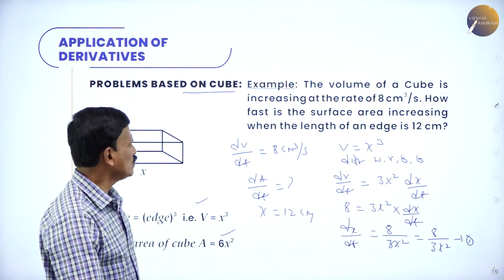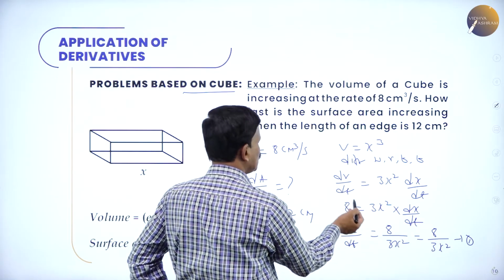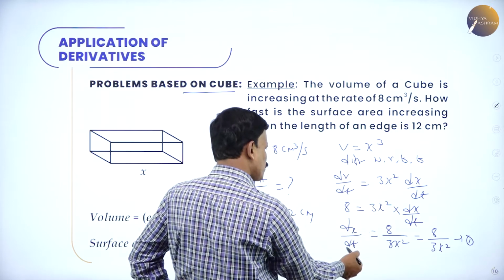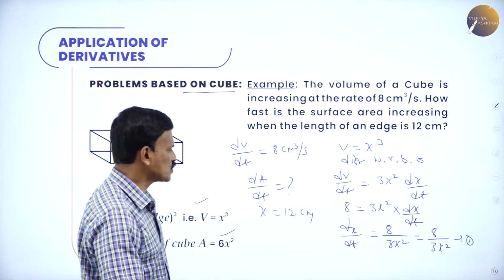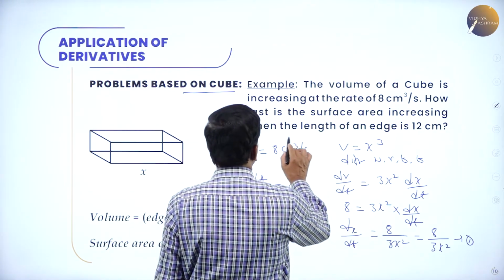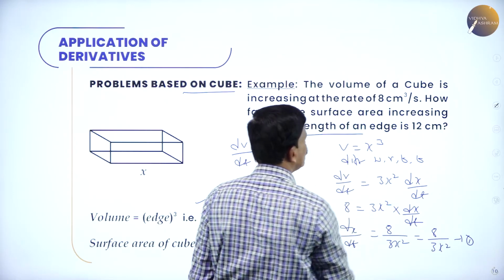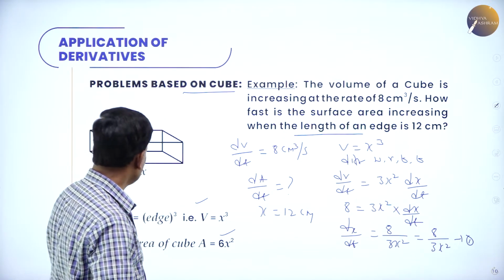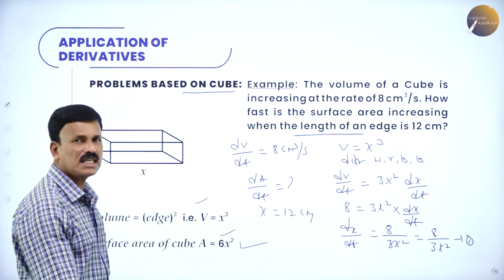What is the volume? Volume is nothing but 8 centimeter cube. So 8 is equal to 3x square into dx by dt. Therefore dx by dt alone is equal to 8 divided by 3x square. Again further, what is given? How fast is the surface area increasing when the length of an edge is equal to 12 centimeter? What is the formula for surface area? A is equal to 6x square.